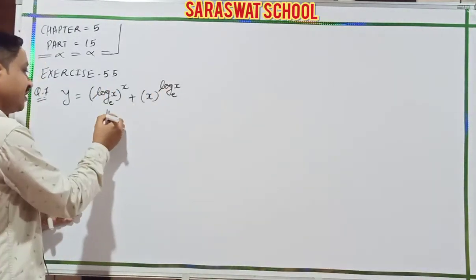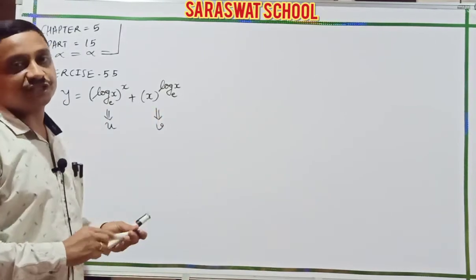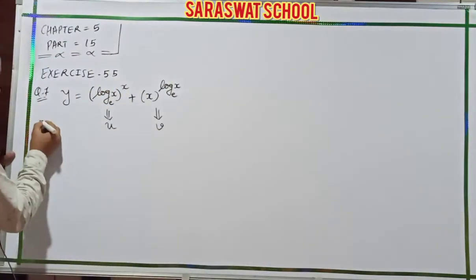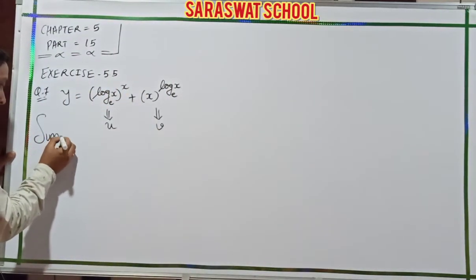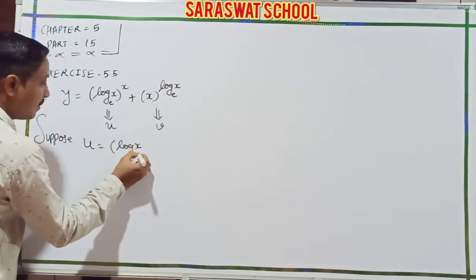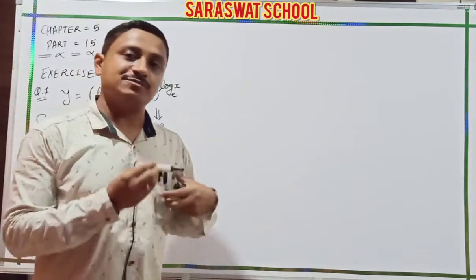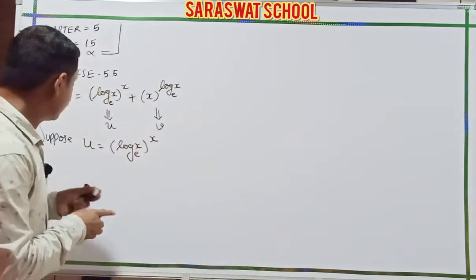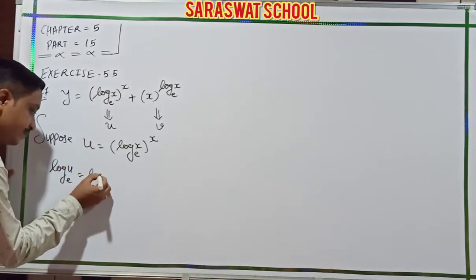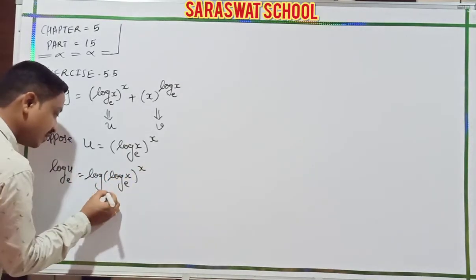So students, we take here one u function and one v function, and calculate both one by one individually. So suppose we take u = (log x)^x, and I start the explanation with only the first function. Taking log on both sides with base e, we get log u = log of (log x)^x, with base e.